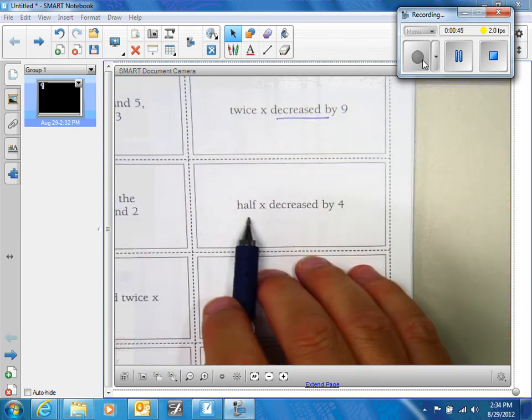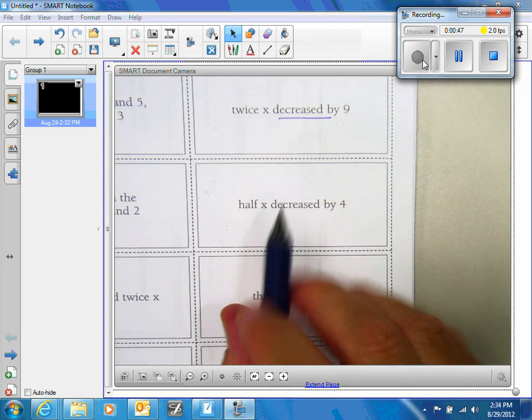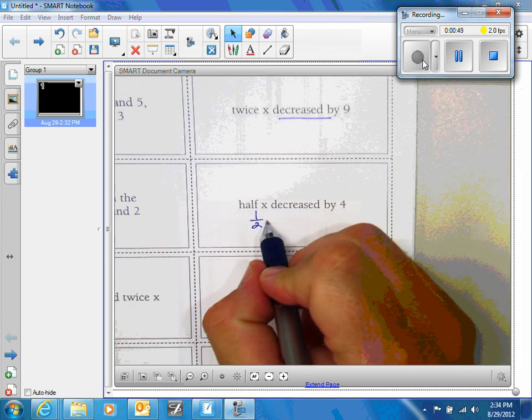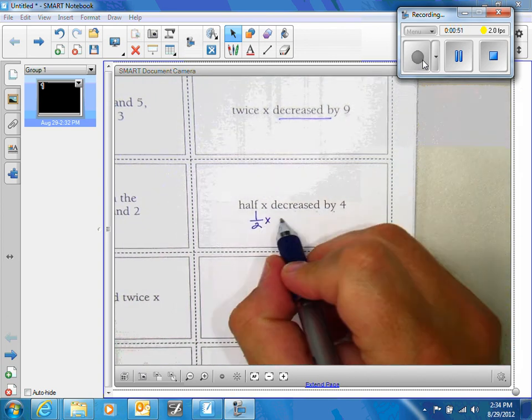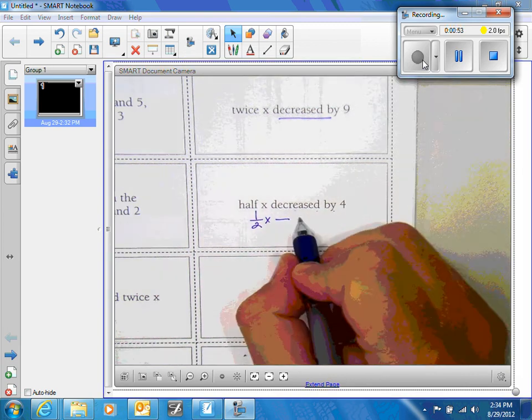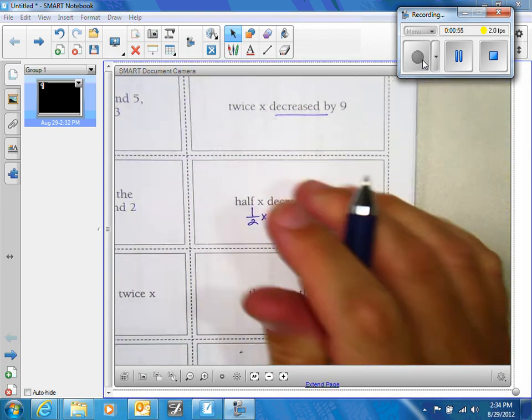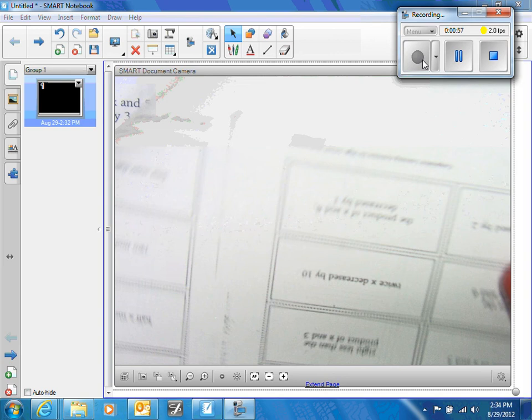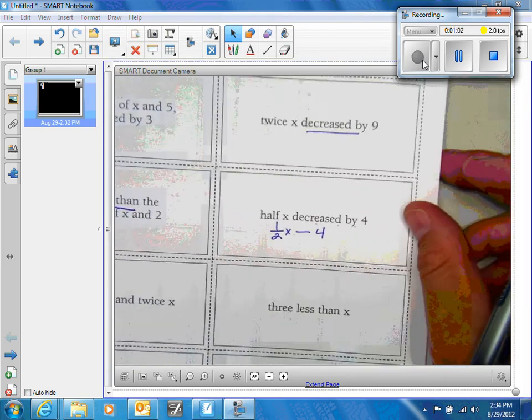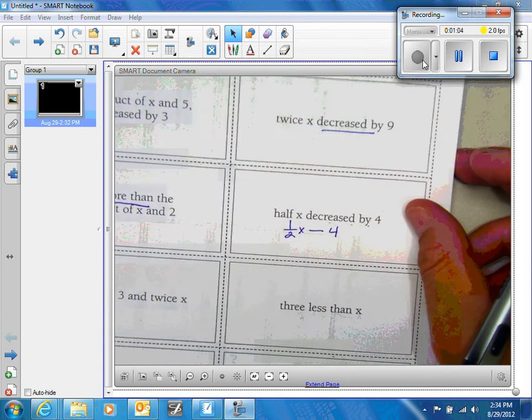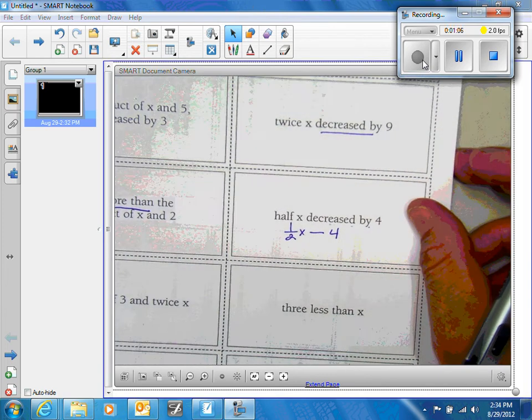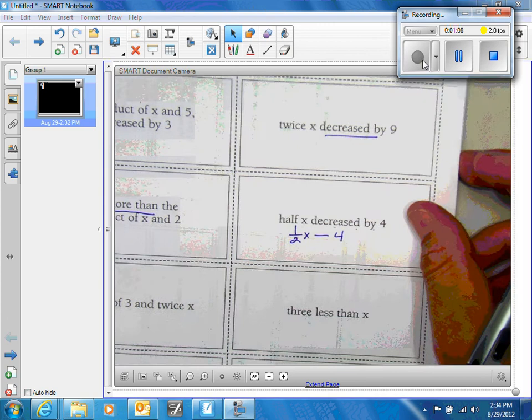Don't be confused when it says half x. That simply is 1/2 x. Decreased by is an indicator of subtraction, and of course by 4. You're going to do the front side and the back side, which are all 30 problems. When you are done, I want you to discuss amongst your table and compare your answers to see who is correct, who is not correct, and who can justify their answers with the rest of the group.